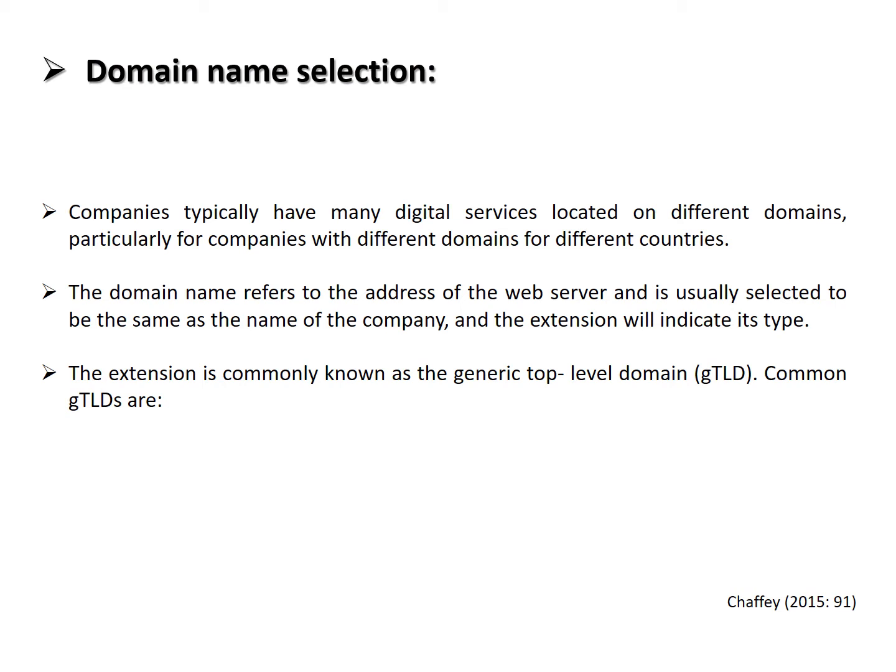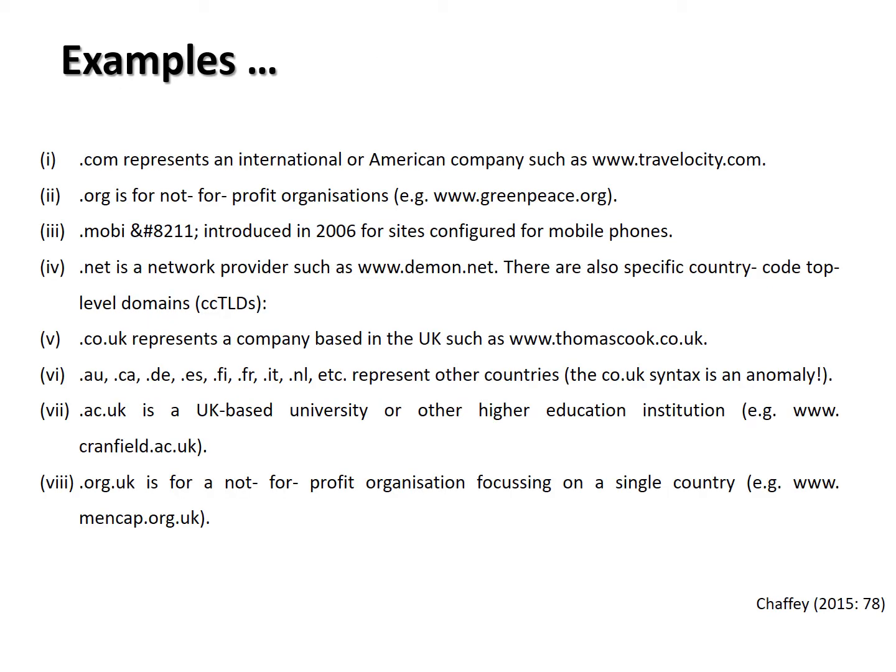So domain name selection. Companies typically have many digital services located on different domains, particularly for companies with different domains for different countries. The domain name refers to the address of the web server and is usually selected to be the same name as the company, and the extension will indicate its type. The extension is commonly known as a generic top level domain, GTLD. Common GTLDs include .com, .org, .mobi, .net, .co.uk, .au, .ac.uk for universities, .org.uk, and so on and so forth.